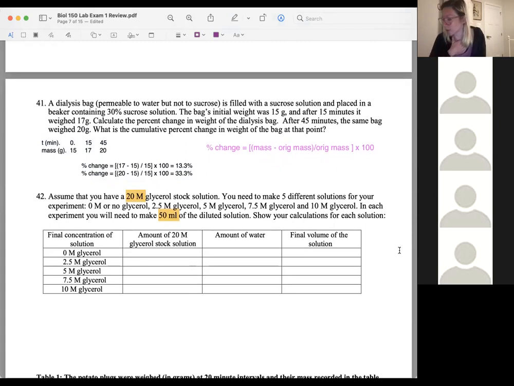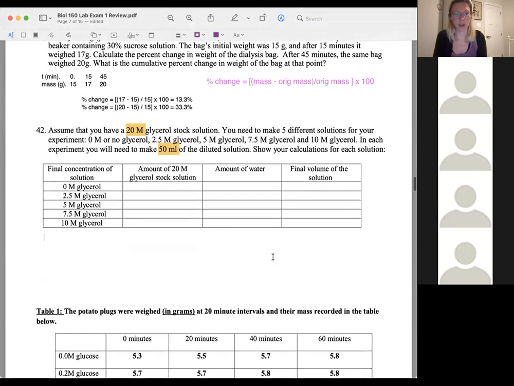Okay, so next we have some dilution calculations. So we are starting with a 20 molar glycerol stock solution, and we're trying to make these different dilutions that are listed here in this chart. And it's telling us that we need to make 50 milliliters of each of these dilutions. So what formula are we going to use for this? C1V1. Yeah, exactly. It's going to be C1V1 equals C2V2. Excellent.